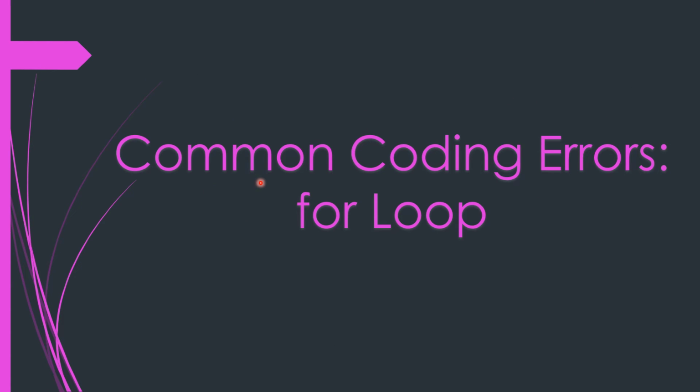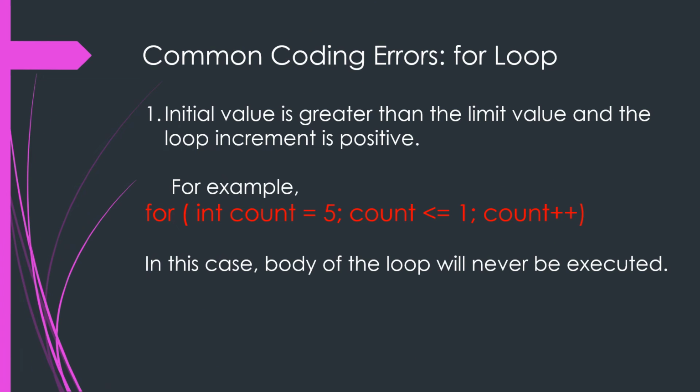Now let us discuss the common coding errors of the for loop. Let us discuss the first error: the initial value is greater than the limit value and the loop increment is positive. Basically, both of these conditions are not possible simultaneously, because if the initial value is greater than the limit value, then the loop increment cannot be positive. Let me explain this through an example.